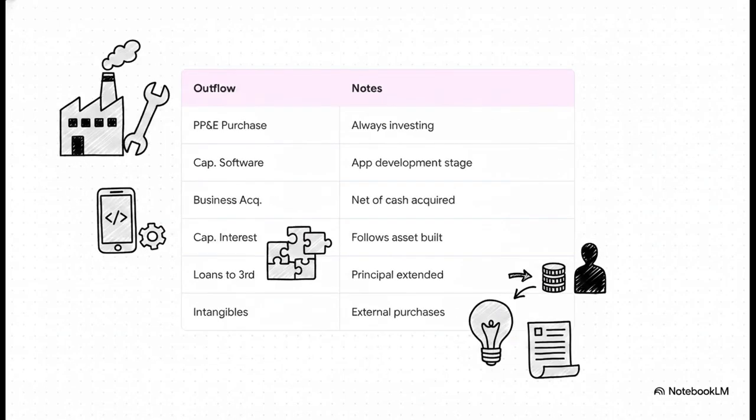Now flip that around, we have our investing outflows. This is when the company is spending hard cash to build for the future. The really obvious one is purchasing PP&E, like buying a brand new manufacturing facility. But it also includes things you might not immediately think of, like capitalizing internal use software development costs during the application development stage. If you're building software to run your business, or buying external intangibles like patents, that cash going out is an investing outflow. This bucket also covers making loans to third parties and the cash paid to acquire whole other businesses.